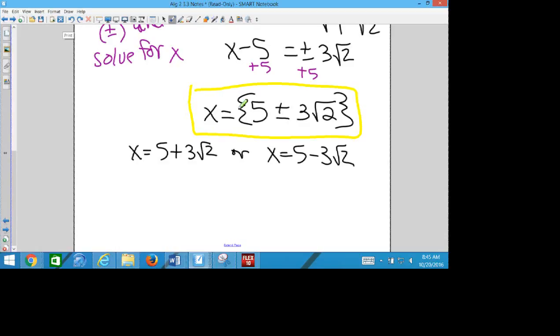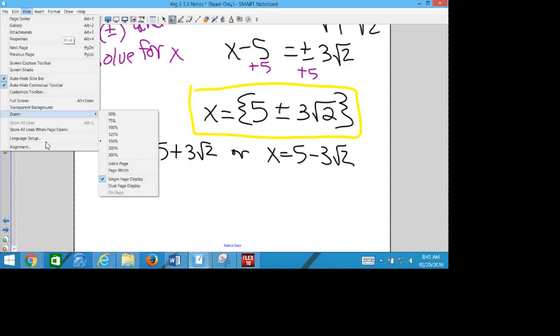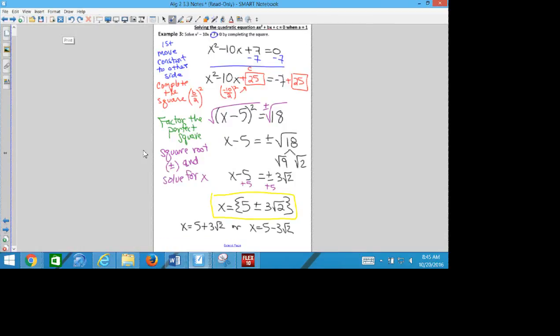Okay? So I'm going to zoom out these notes and leave them up here just in case you've missed a step. And I'm going to have you go and do number, I forget what number it is, 8 in the bottom there. We're going to go do number 8.